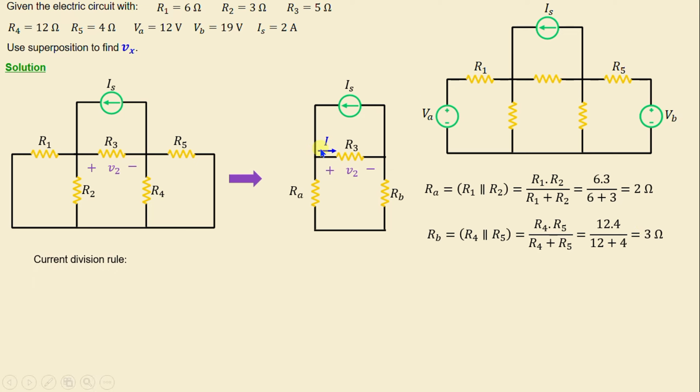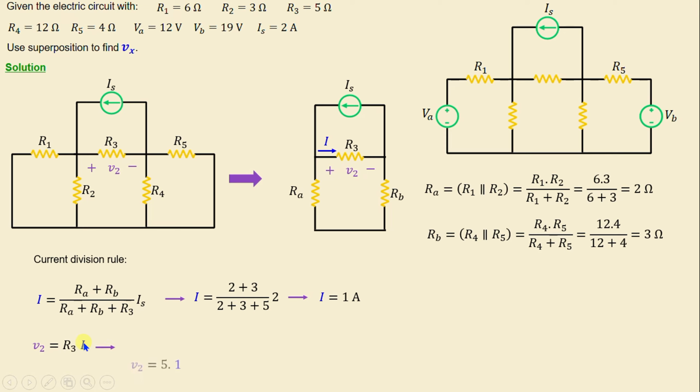The current I can be calculated using the current division rule. That means I is equal to Ra plus Rb over Ra plus Rb plus R3 times Is. And if we replace the resistors and the current with their numerical values, we obtain I is equal to 1 amps. According to Ohm's law, the voltage V2 across the resistor R3 is given by R3 times I. And if we replace R3 and I with their numerical values, we obtain V2 is equal to 5 volt.